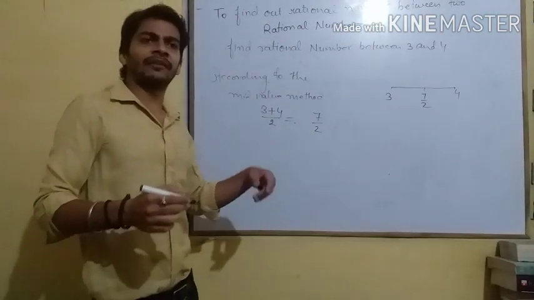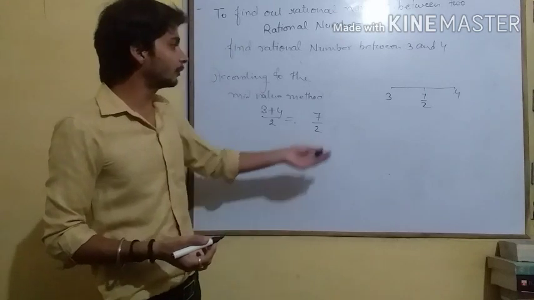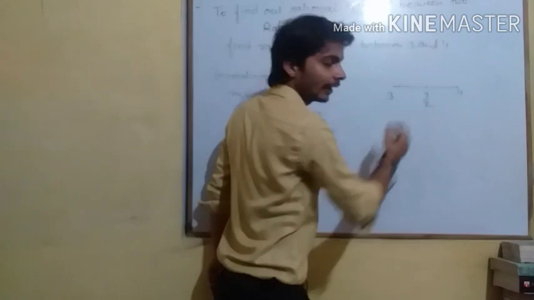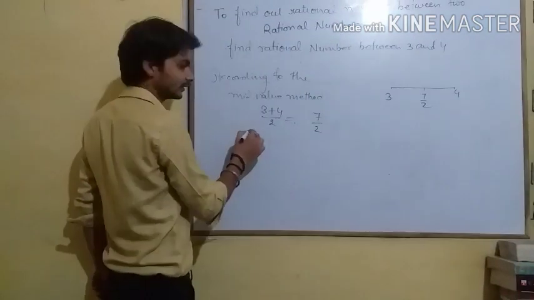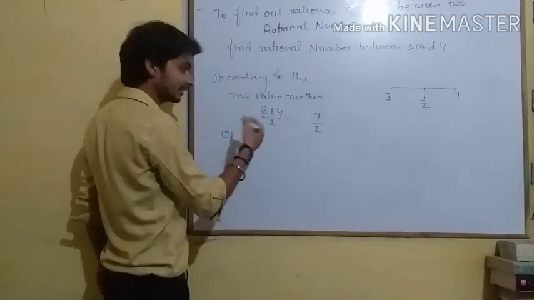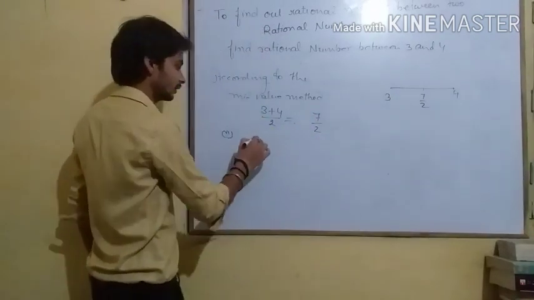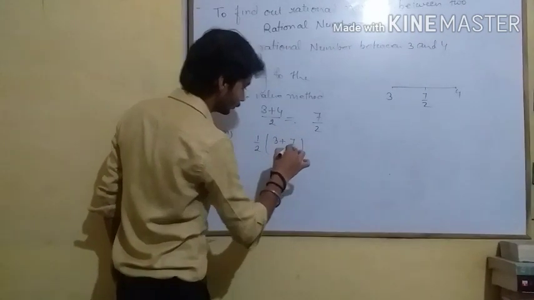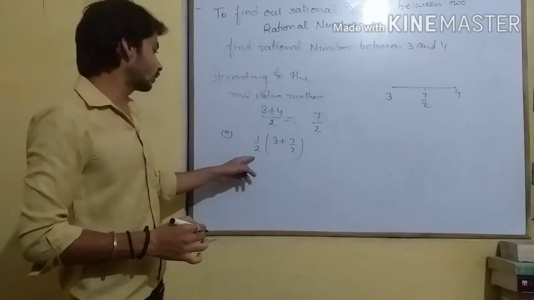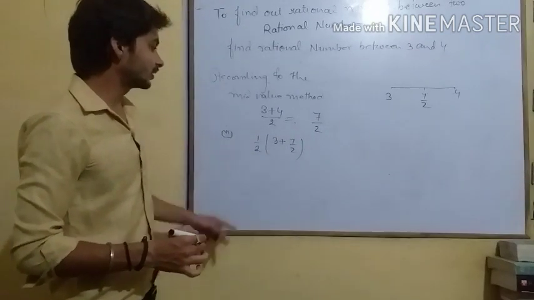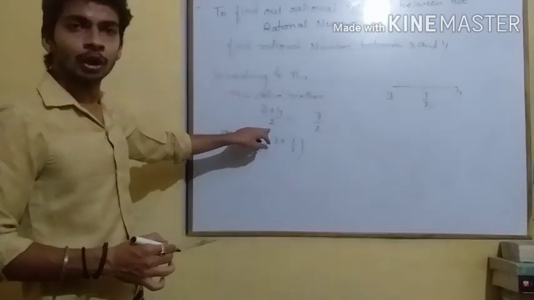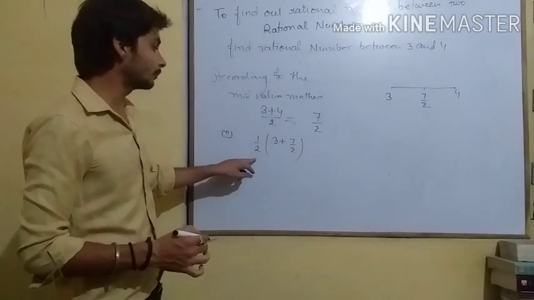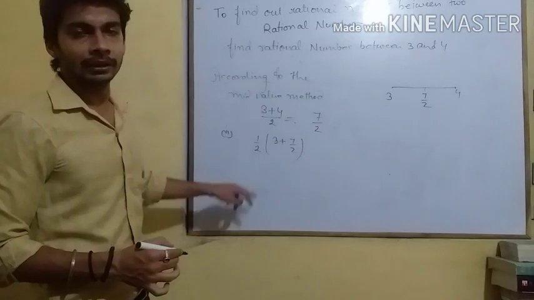Now we can easily find many more rational numbers between 3 and 4. Apply the same method for 3 and 7 by 2. So we can write here the second rational number between 3 and 4 is 1 by 2 times (3 plus 7 by 2). This is the second way, writing the 1 by 2 outside the bracket. The same method: here the 2 is written in the denominator, and there we have also written the 2 in the denominator, but with the brackets we multiplied it.